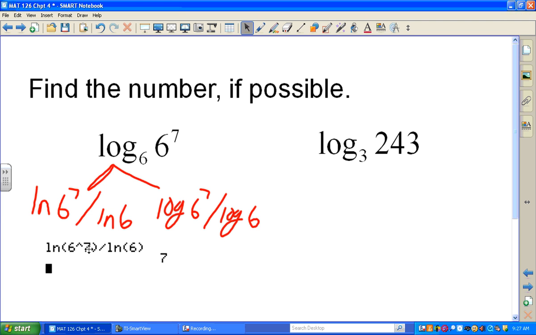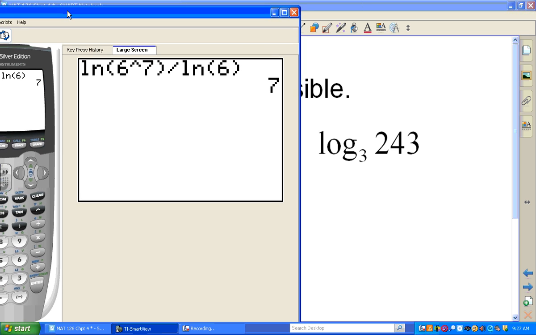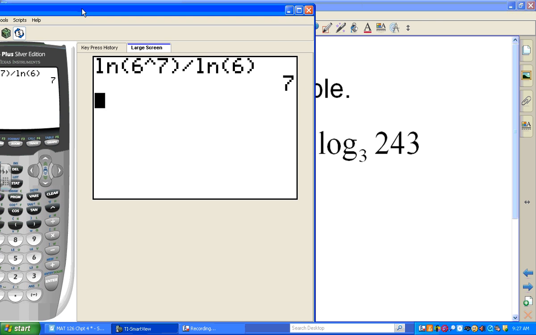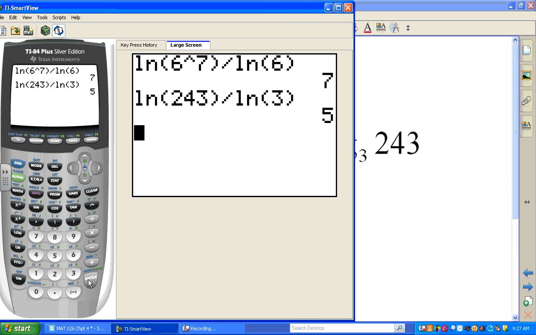Log base 3 of 243. What did you get, Miss Suits? Natural log of 243 divided by ln of 3. Which goes first, the 243 or the 3? The 243. Why do you do it that way? Well, because I want to. 5.